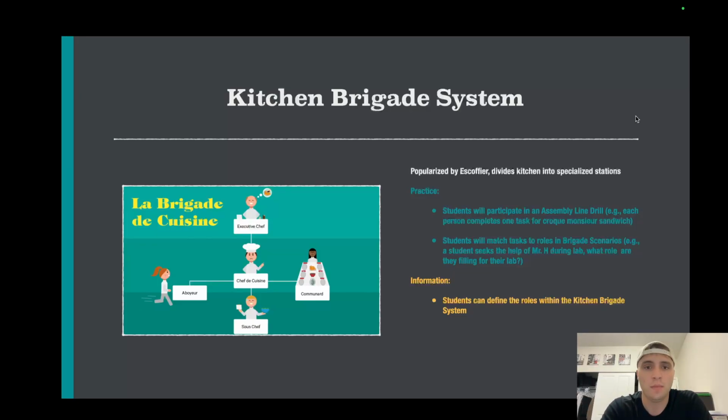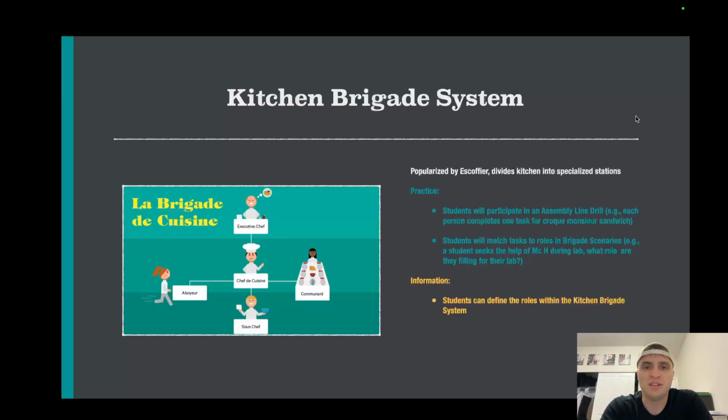So every person's touching the sandwich one time, every person is completing the same task, and in that sense, I feel like this would be a really good practice for students to get an idea about what this is going to look like when we are in the food labs.